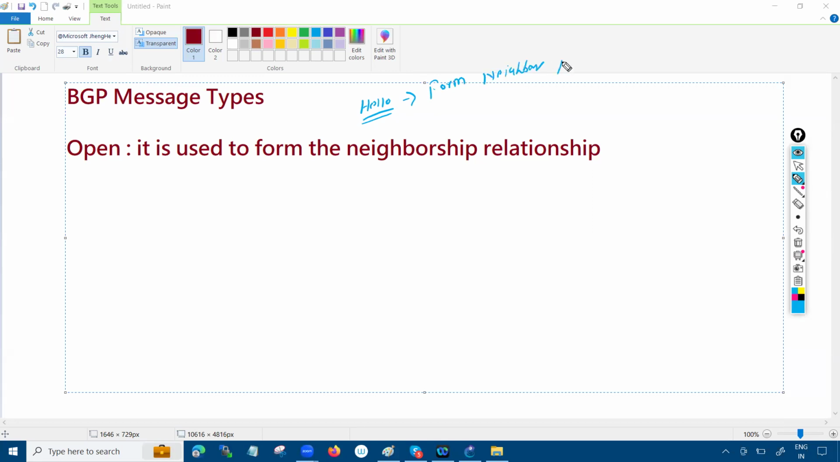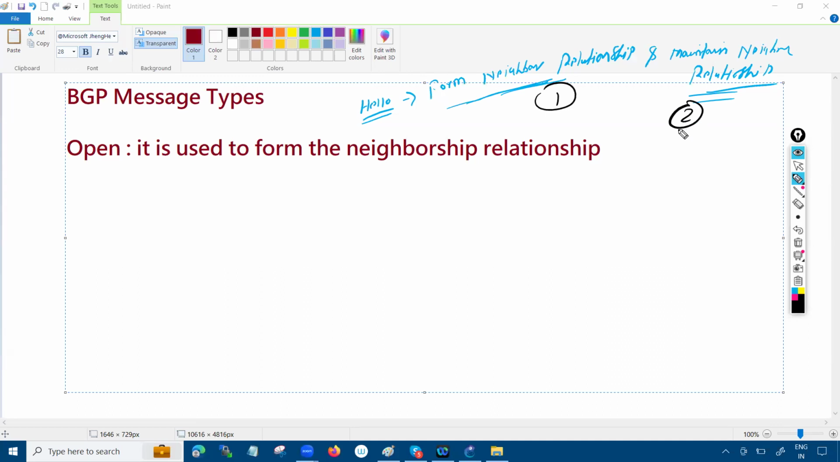At the same time, the same hello packet is also used to maintain the neighbor relationship. How? By sending periodic hello packets. In EIGRP, the router will keep sending the hello packet every 5 seconds. In OSPF, the router will keep sending the hello packet every 10 seconds. So it forms the neighbor relationship and at the same time maintains the neighborship. One hello packet is doing two tasks. Whereas in the BGP protocol, pay attention guys, the open packet is only going to form the neighbor relationship. It's not going to maintain it.